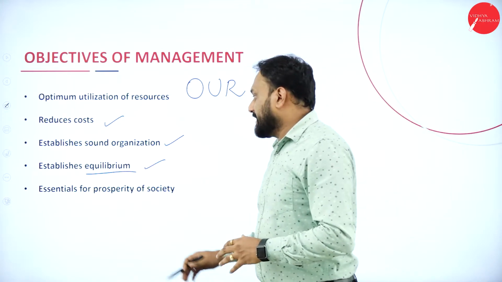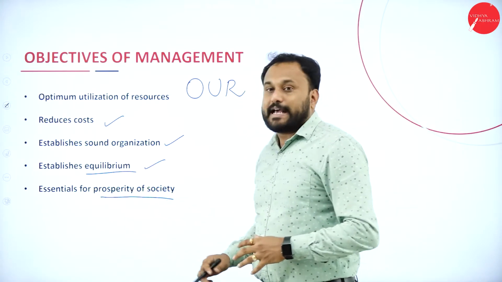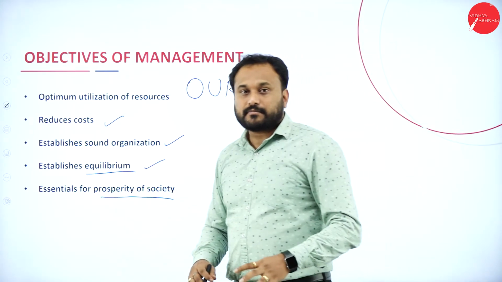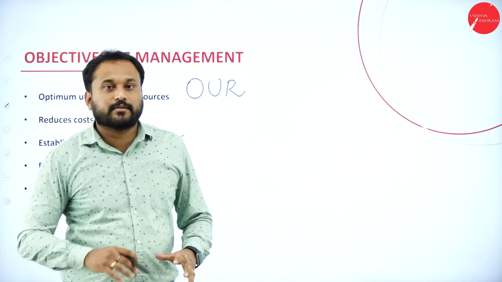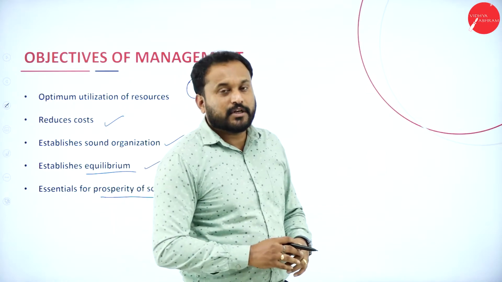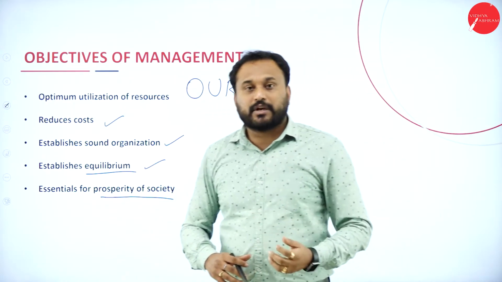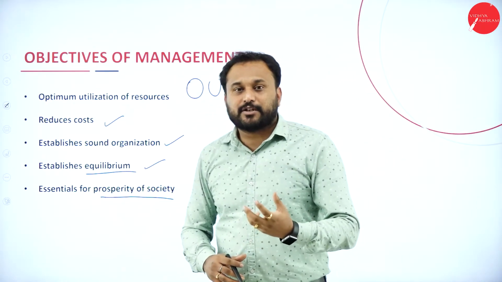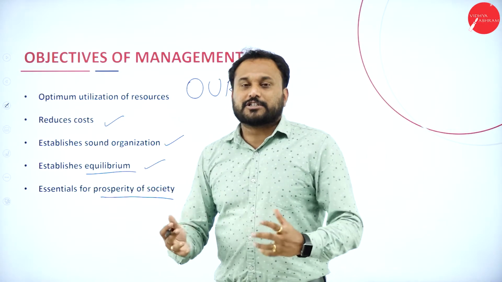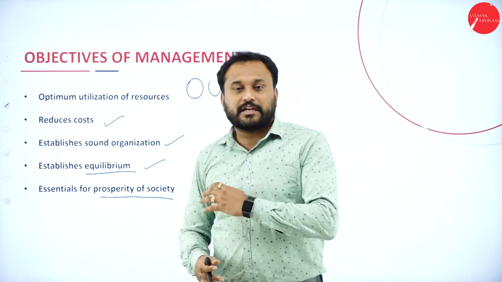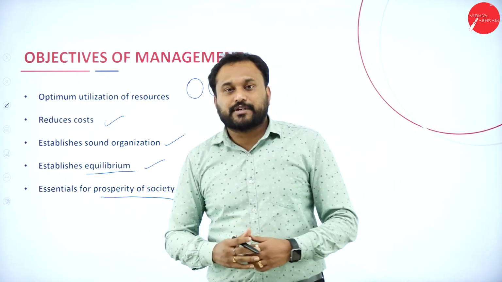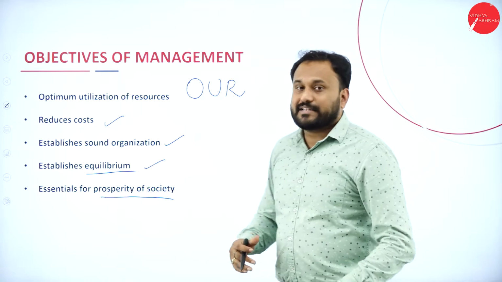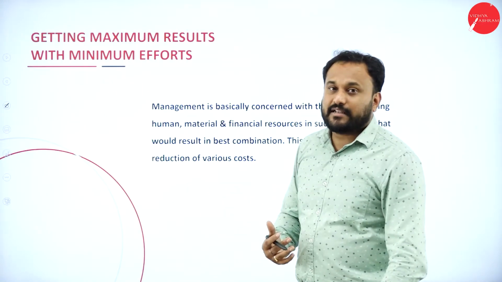And the last one is essential for prosperity of society. See, everybody cannot be like hooligans. You need to always manage yourself. You need to have the standard of living. You need to have common sense, and you need to prosper in your life, as well as make the society also prosper in their situation. So these are the objectives. Let's check one by one what exactly these objectives are.